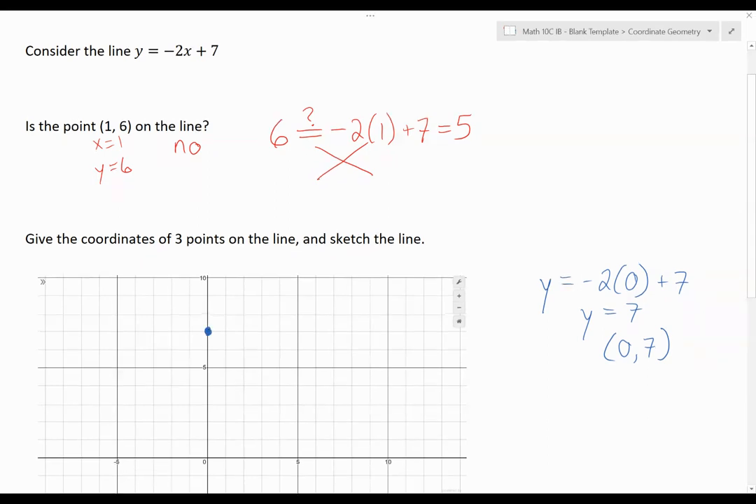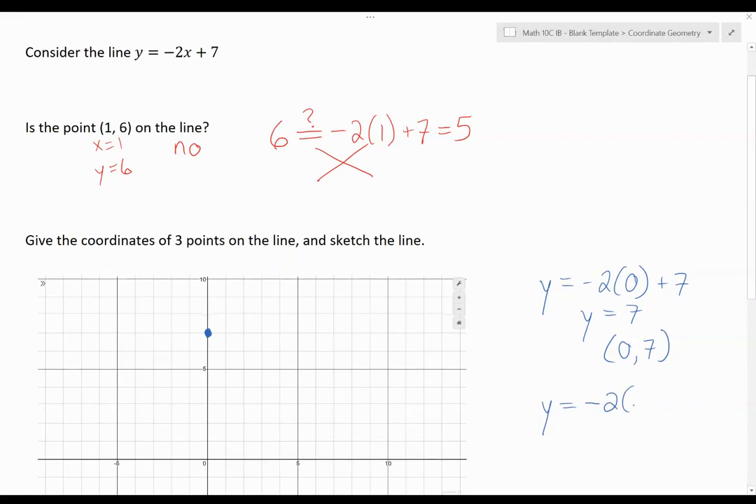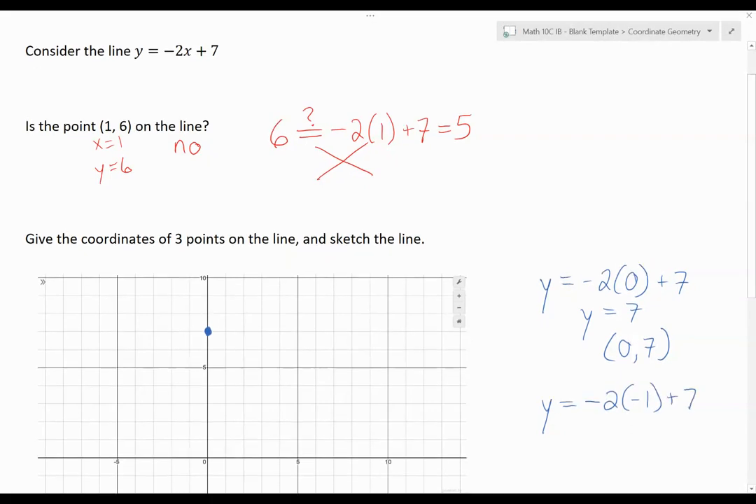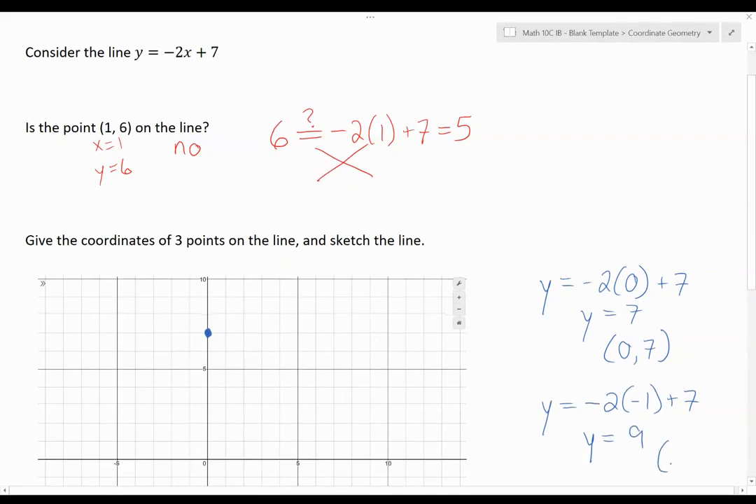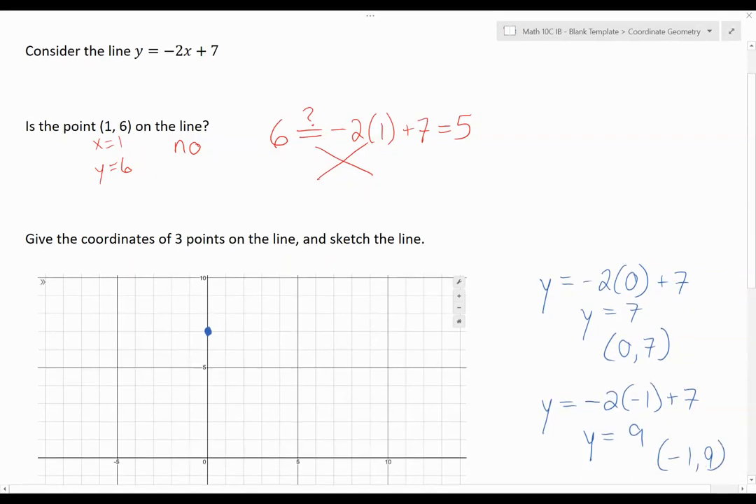If I pick some other value, I'm going to pick a positive value and I'm going to pick a negative value. So let's say I pick x equals negative 1. Then what I have is negative 2 times negative 1 plus 7. So that gives me a value of y equals 9, which means that the point (negative 1, 9) is on this line. So (negative 1, 9) is here.